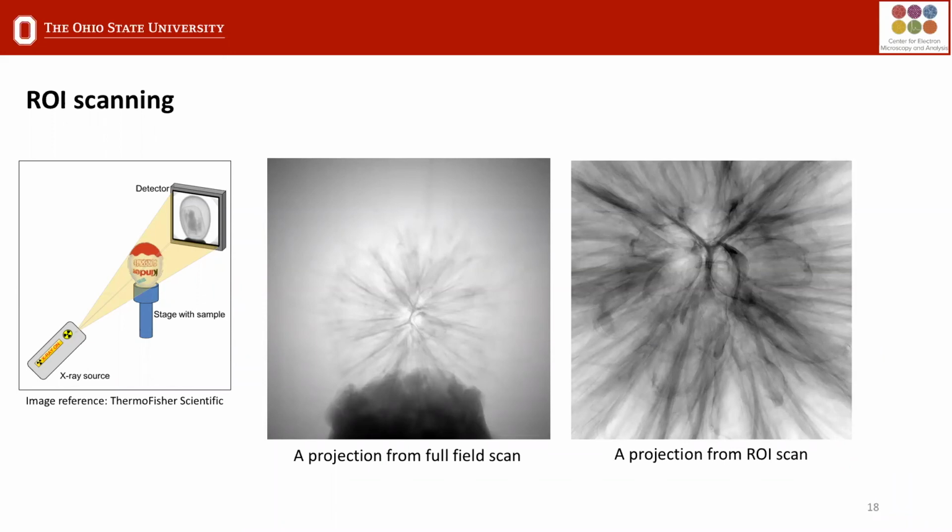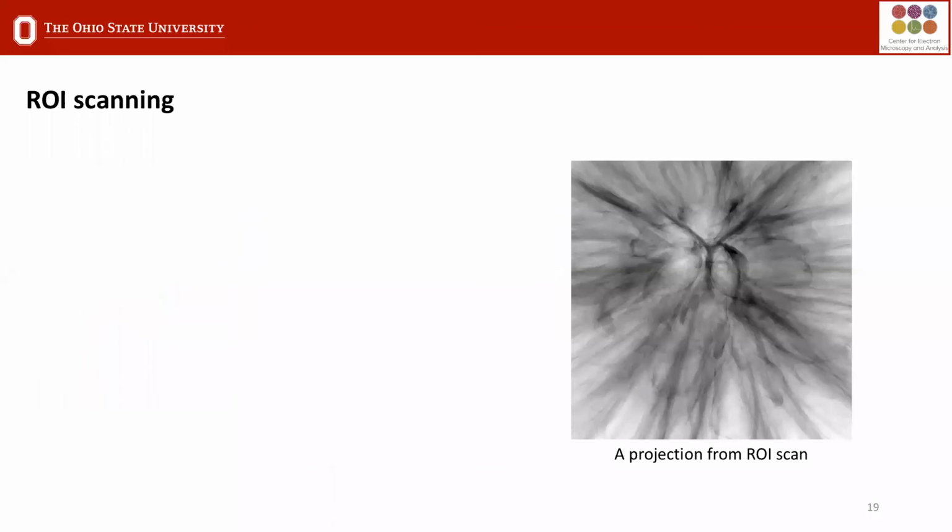And on this slide, you can see the difference between a projection from the full field scan and a projection from the region of interest scan. When we're doing a region of interest scan, the final reconstructed volume will only show the sample selected for the scan. However, the X-rays which are passing through that region of interest are also passing through your sample. So they're not just being attenuated by the part of the sample that you're reconstructing, they're also being attenuated by material which you are not reconstructing.